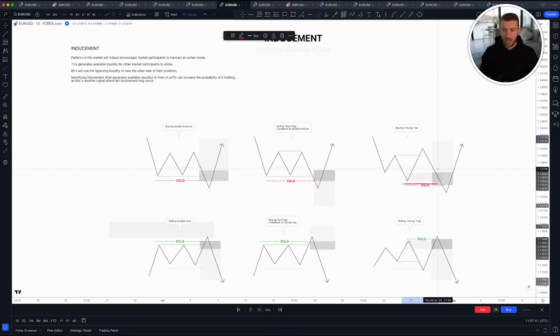It's going to be below the low, and that generates sell side liquidity. You then get the opposite for those bearish patterns, right? Generating buy side liquidity above the high. So again, what are we doing here? The institutions need opposing liquidity to fill their orders.